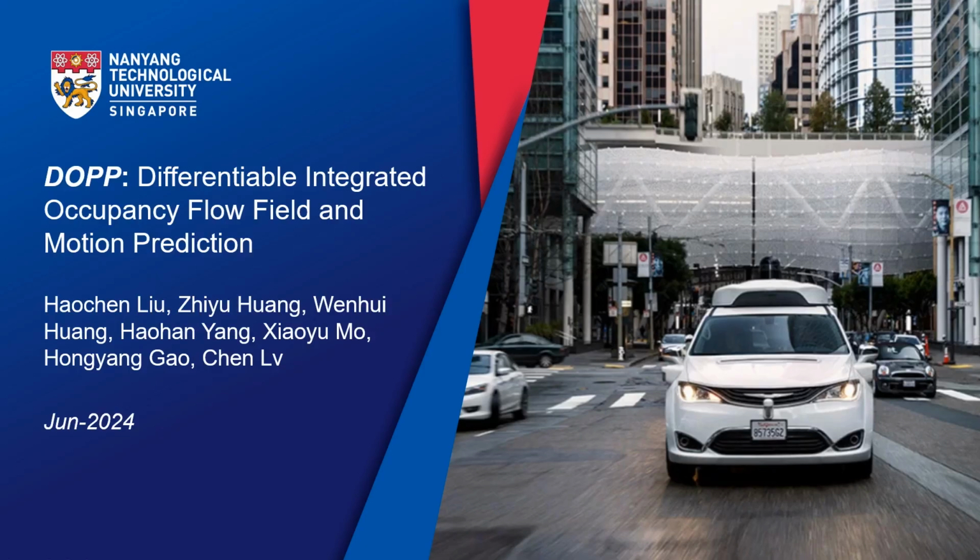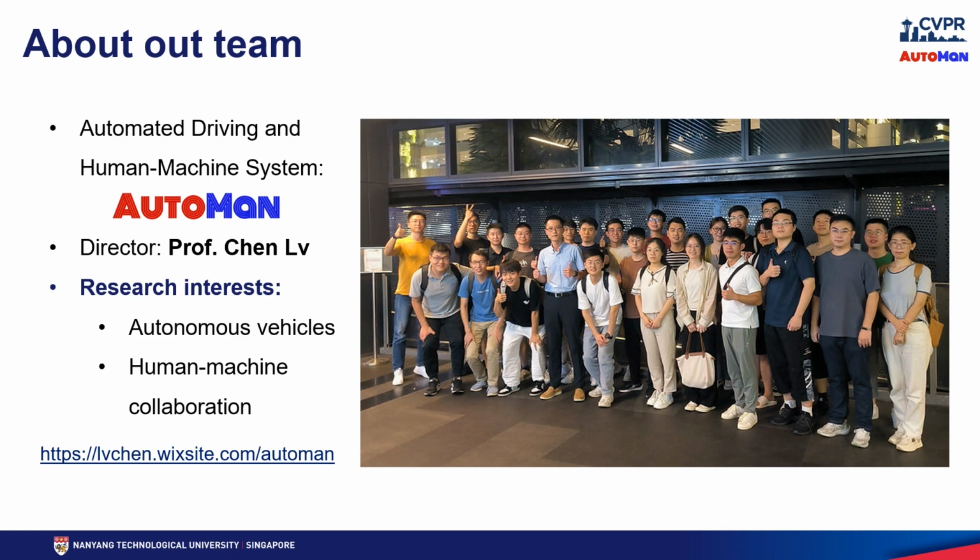Hi, I'm Hao Chen from NTU Singapore. Today it is an honor to present our work, DOPP, Differentiable Integrated Occupancy Flow Field and Motion Prediction, which received first place in this year's Occupancy and Flow Prediction Challenge. Our team members are all from Automan Research Lab in NTU, directed by Prof. Chen Lu. Our research focuses are autonomous vehicle systems and human-machine collaboration.